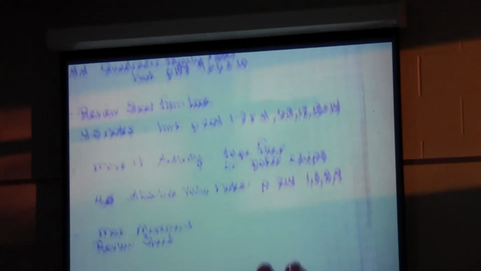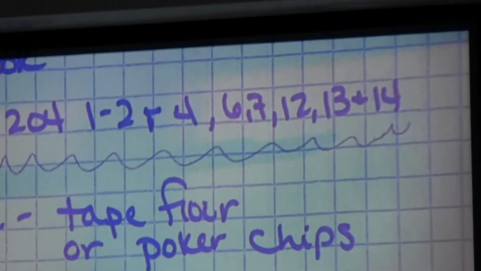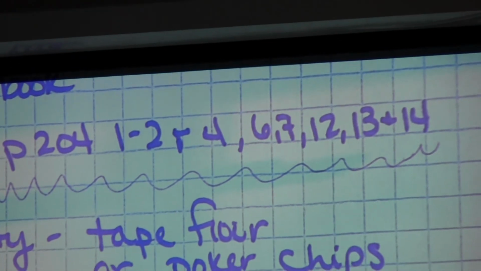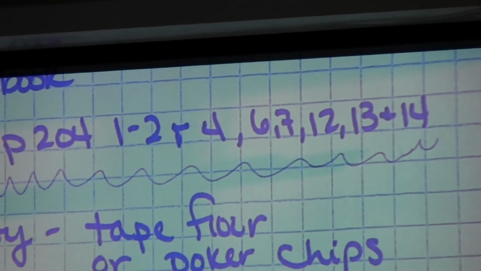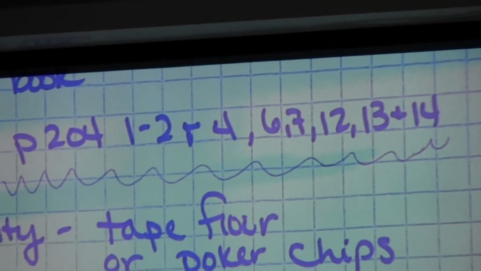Alright, then, we have our assignment from yesterday that some of you need to finish. And we are going to do page 204. This is your assignment today, page 204. 1, 2, 4, 6, 7, 13, 12, 14. I know 12 got out of order on me there. Is that okay? Alright, then.